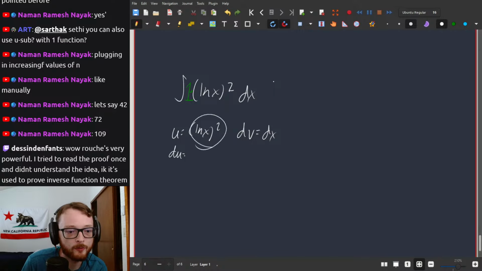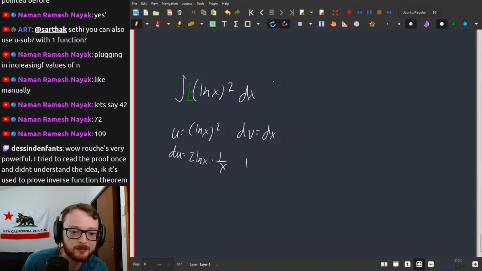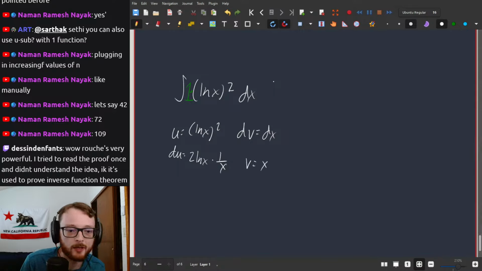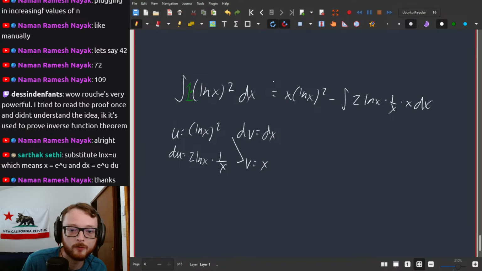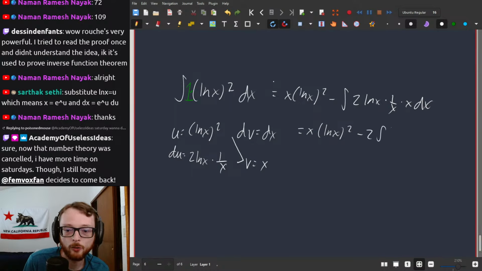So the derivative of this is 2 ln x, chain rule, times 1 over x. v is equal to x. So uv minus v du: x (ln x) squared. Oh wait, this is good. 2 ln x times 1 over x times x. Yeah, this is good. Because we get x (ln x) squared minus 2 times the integral of just ln x, which is fantastic.